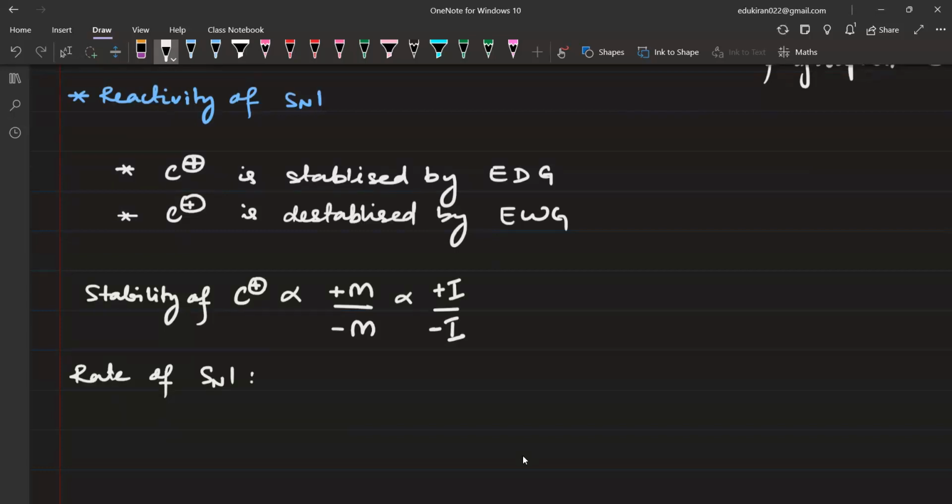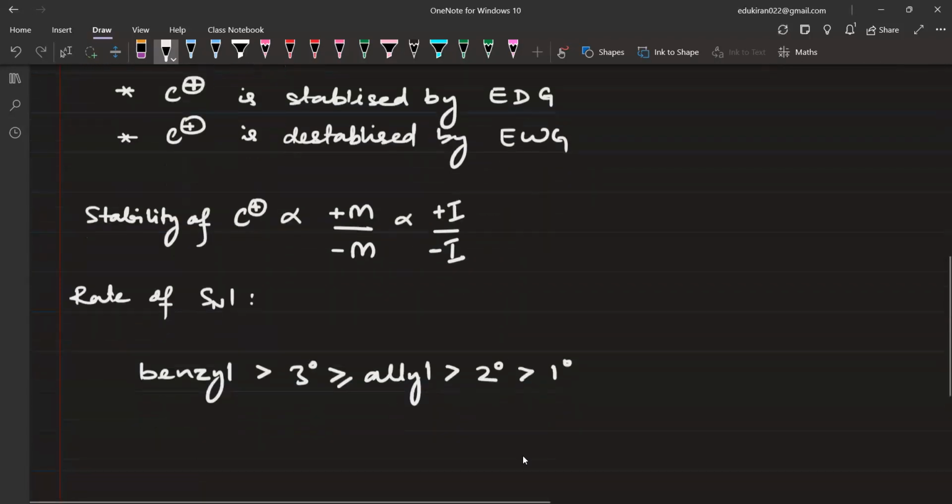This is fastest when you have benzyl haloalkane, followed by 3-degree haloalkane, which is almost equal to the allyl. Then you have 2-degree, and then they have 1-degree. What does it mean? I will show you also.